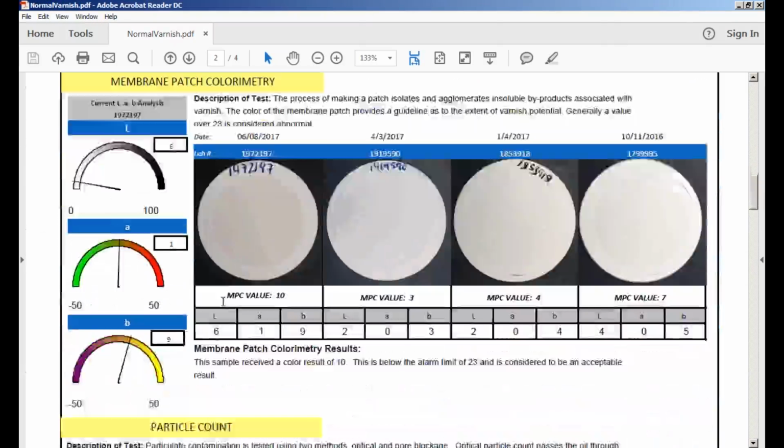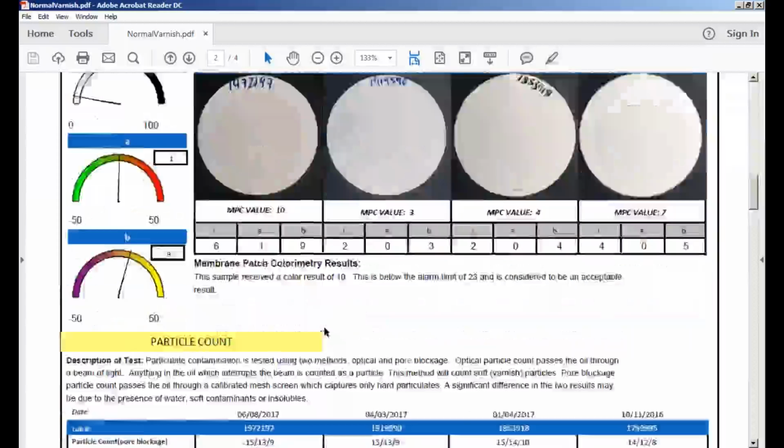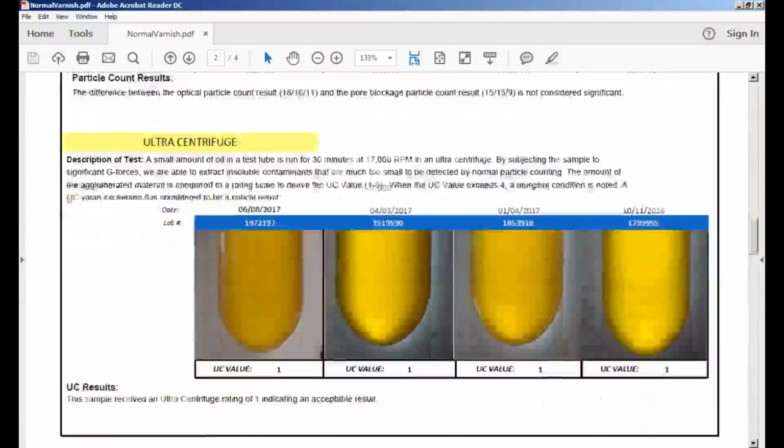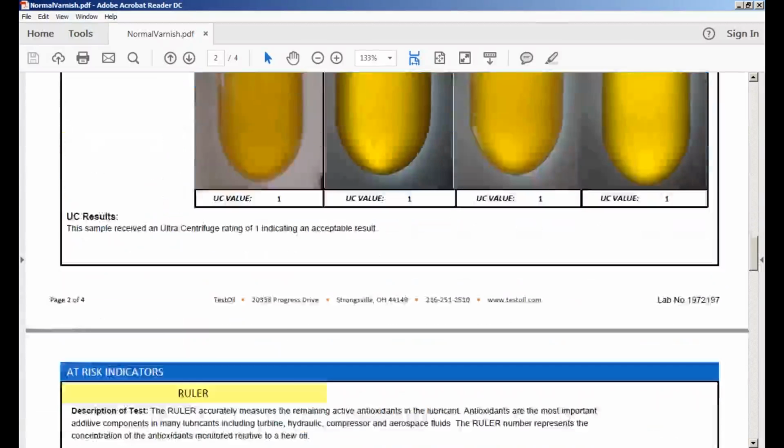And like the turbine report, it also breaks down into individual test results and comments on each one of those. So here we have MPC. We'll be talking about that, what we call a particle count difference test. And I have a couple of pretty good examples that show some interesting data on those. Ultracentrifuge we'll talk about today.